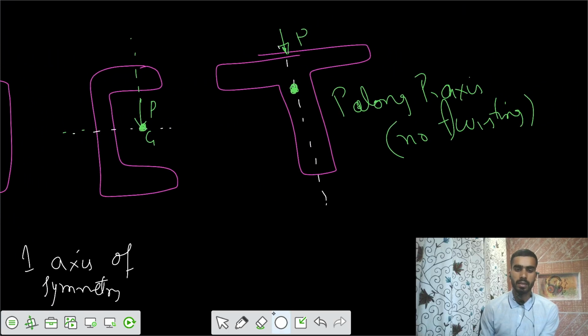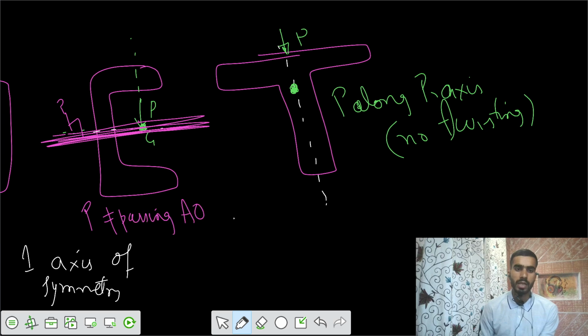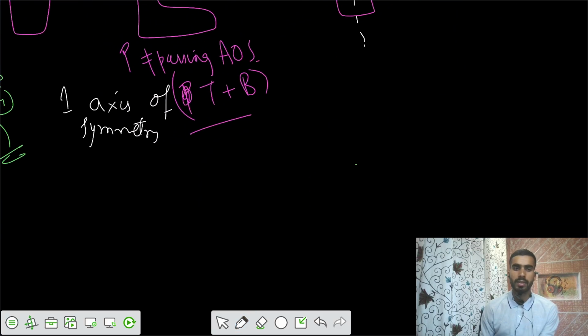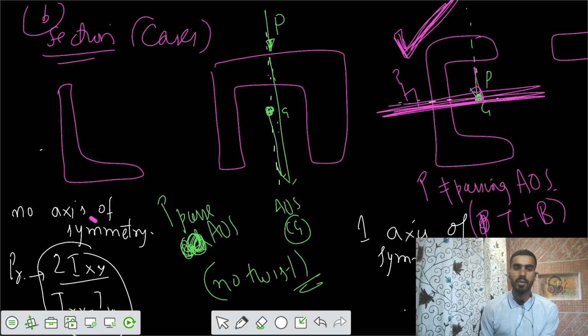But for this case, the load is not passing. We have one axis of symmetry, but the load is not passing through it. The load is perpendicular to that. We said P is not passing the axis of symmetry. That means there is twisting plus bending. So for this case, there is bending plus twisting. This is the critical condition for this one. If the load passes through the CG, we can write that statement later.